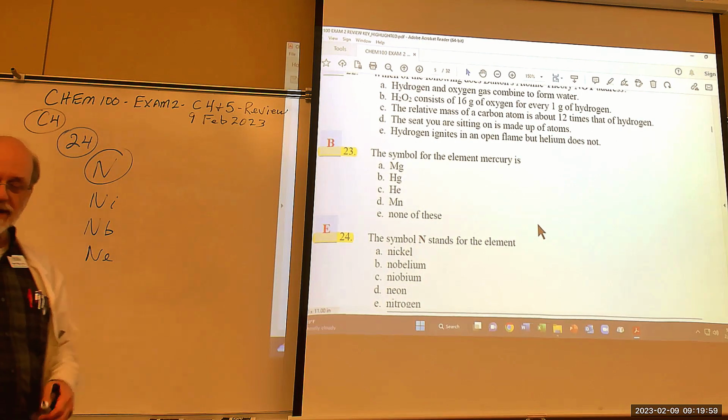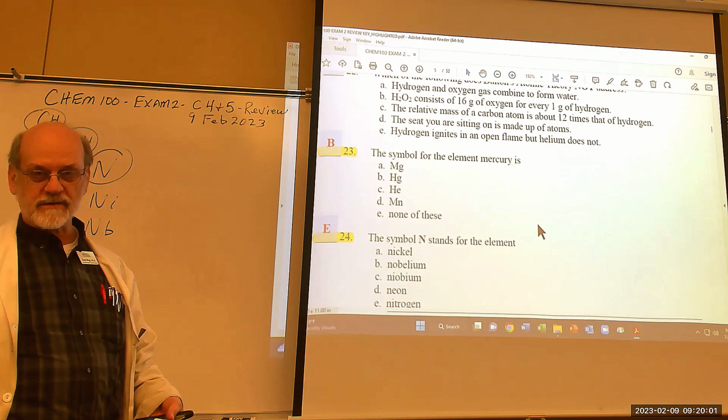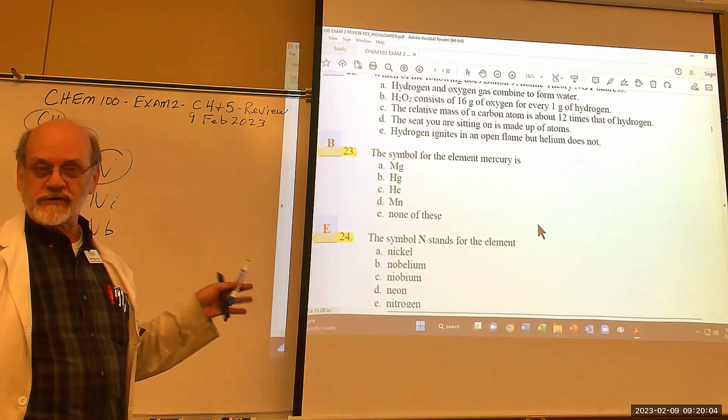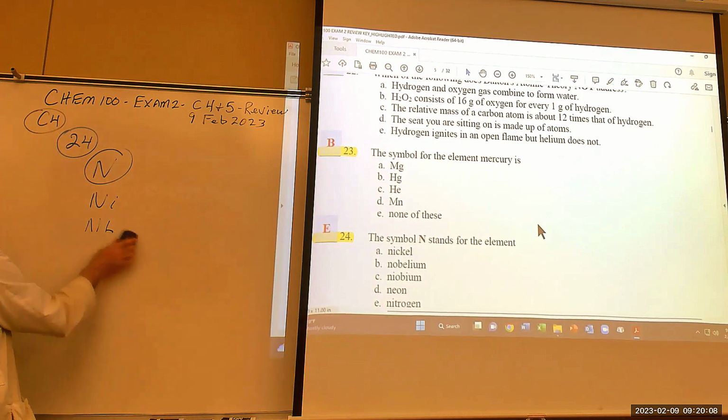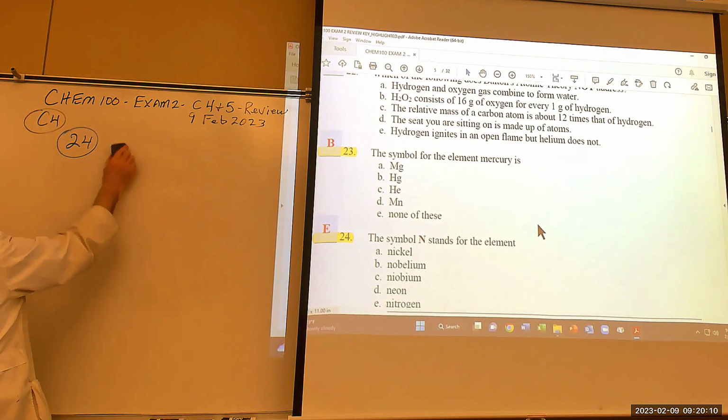Now, why does nitrogen get an N and everybody else has to go 2 letters? Because nitrogen was here first, right? It staked out that letter for itself before any of the other elements were discovered.